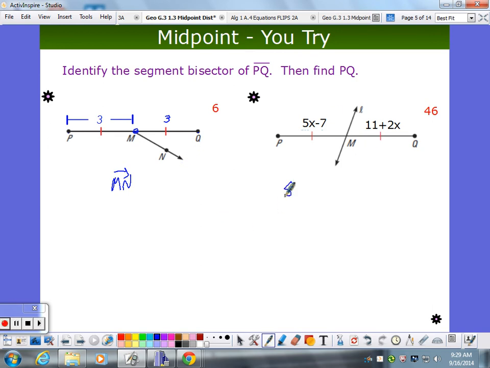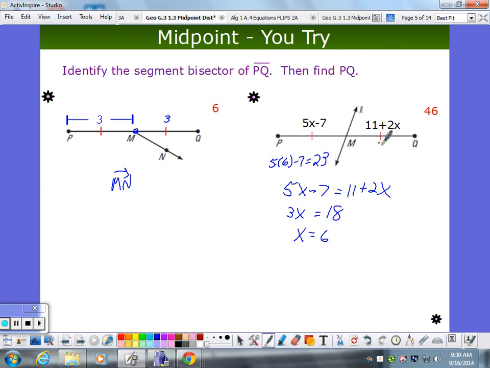This one we have to solve an equation. I know those two lengths are equal, so I can set them equal. Subtract the 2x and add the 7. I'm getting x equals 6. And so let's see, I want to find PQ. Let me put it in here, right? So that's going to be 5 times 6 minus 7. I'm getting 30 minus 7, that's 23.